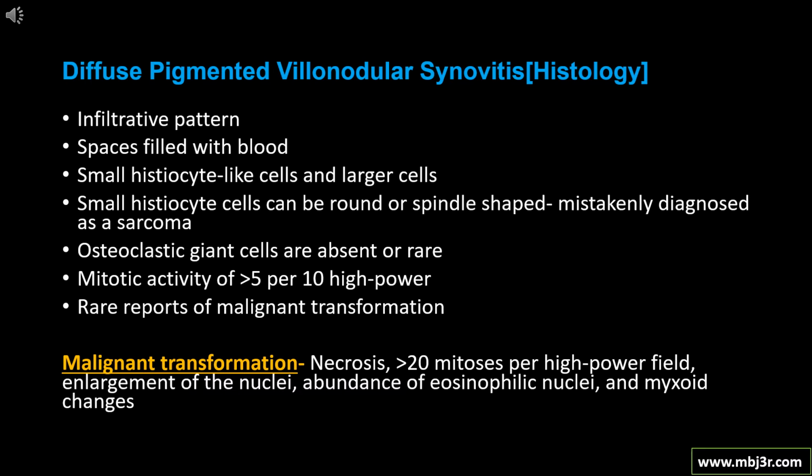Osteoclastic giant cells are absent or rarely seen in 25% of the cases. Mitotic activity is more than 5 per 10 high power fields. Rare reports of malignant transformation are seen. You have to suspect malignant transformation if there is necrosis or more than 20 mitoses per high power field, enlargement of the nuclei, abundance of eosinophilic nuclei and myxoid changes.